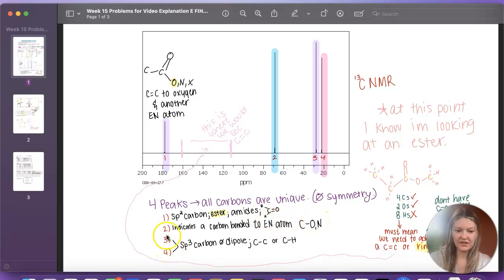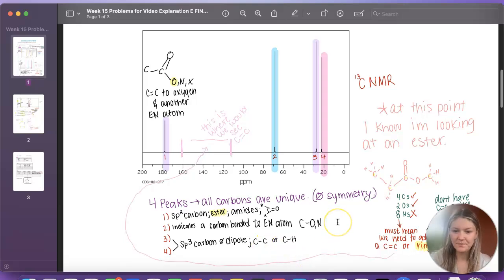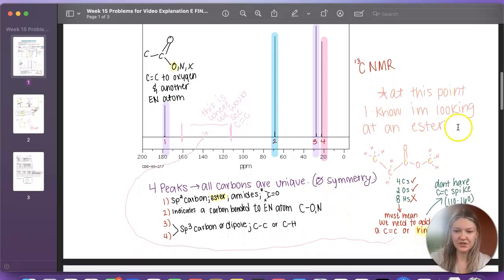So then these last two spikes down here, these are lower on the chart. So we have one at 20 and one at about probably 30. These over here are sp3 carbons that don't have a dipole, so it would be your carbon to carbon or carbon to hydrogen bonds. So at this point, I knew I was looking at an ester because of the carbonyl and the carbon oxygen bond.